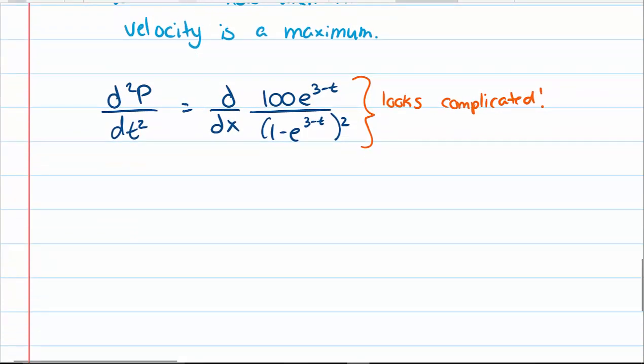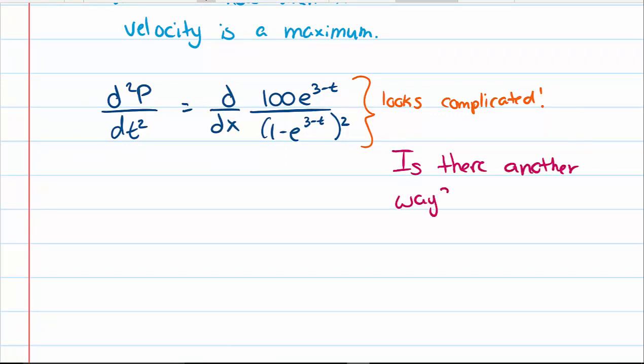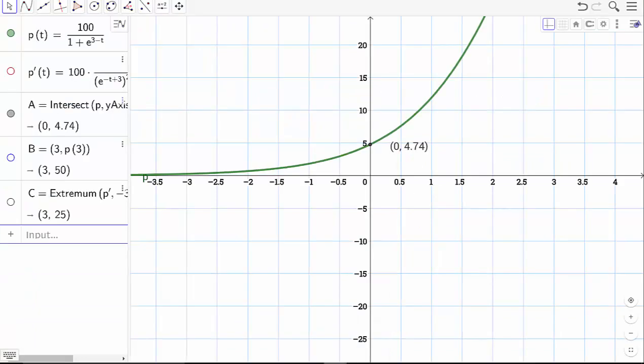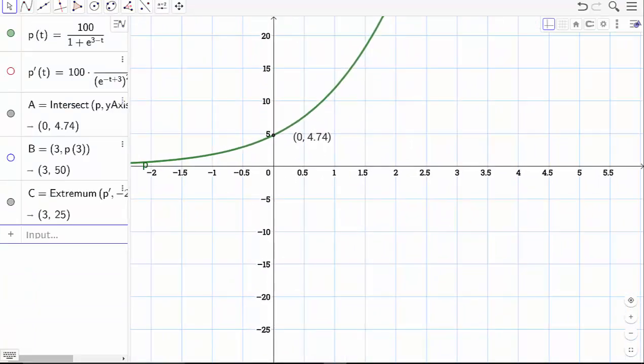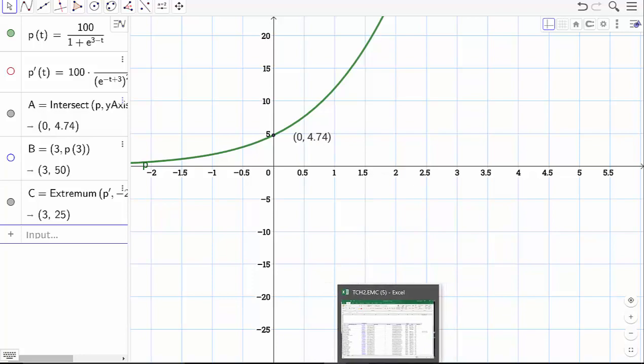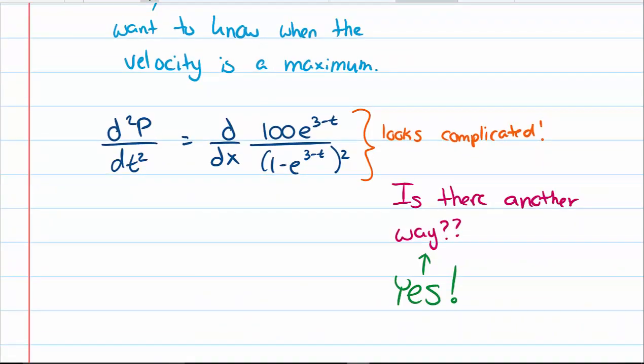So the question is, is there another way? There's got to be another way. And fear not, for the answer to this is yes. All we have to simply do now is go ahead and look at the graph of the derivative. So what you need to do is graph the derivative. And we learned in an earlier section that we can actually graph all of this. Okay? So take a minute now in your calculator and graph.